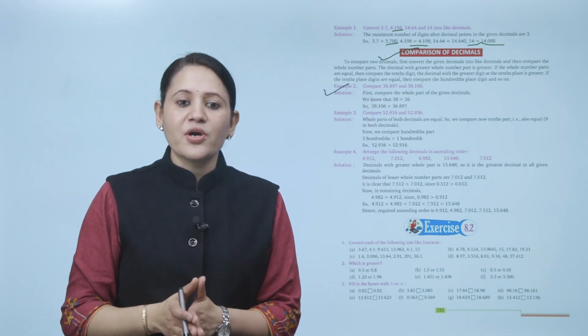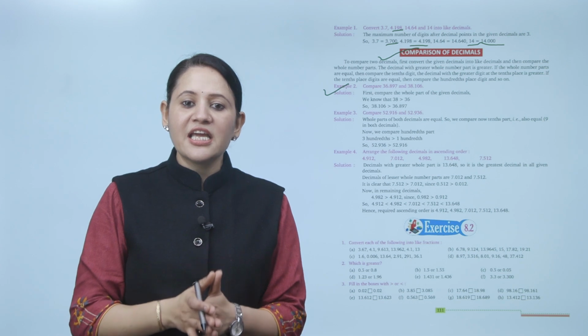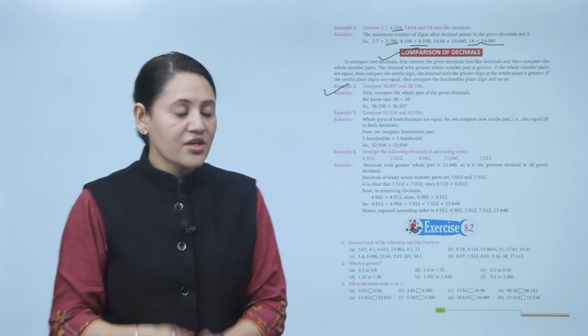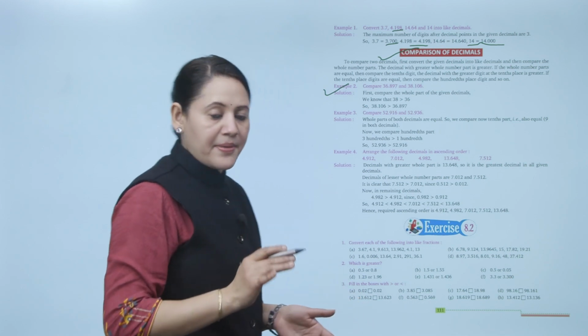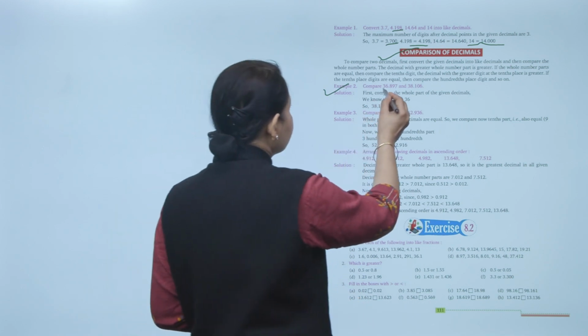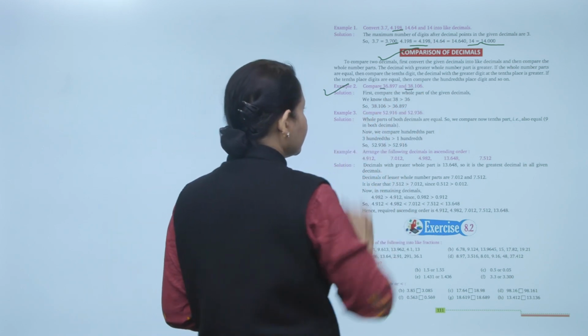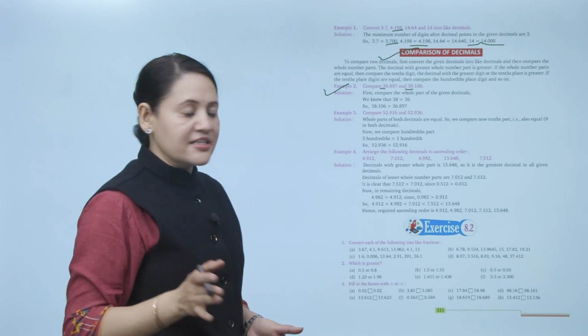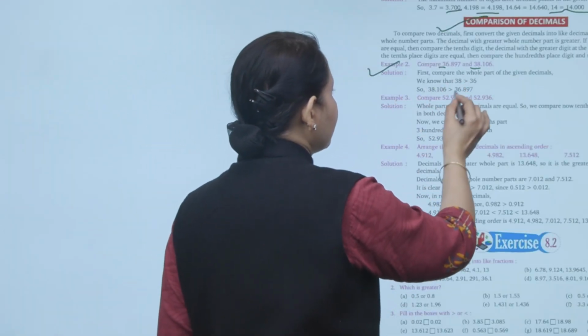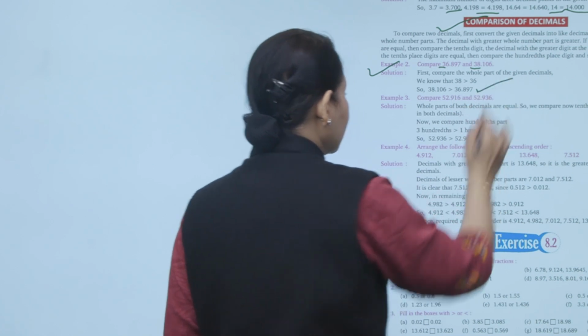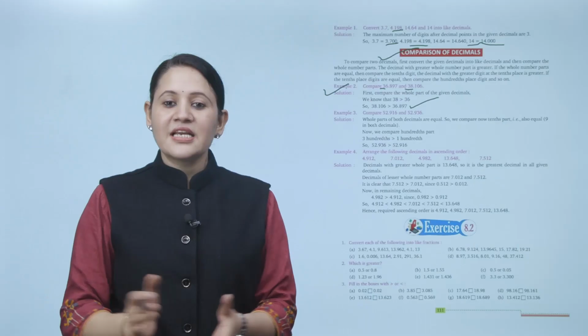Compare 36.897 and 38.106. So, to compare these decimals, first compare the whole number part of the decimal. Here it is 36 and here it is 38. 38 is greater than 36. So, 38.106 will be greater than 36.897. Clear? Next is exercise 8.2.